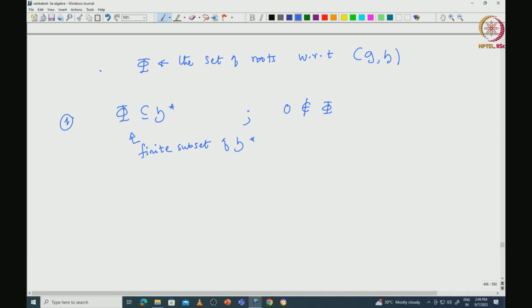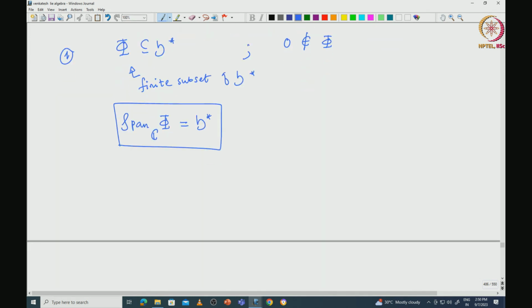If we think about it, if we take the span of this phi, then that must be exactly equal to H star. This is something one can prove. On the contrary, assume that the span of phi is actually proper. So, this is our claim: the span of phi must be equal to H star.